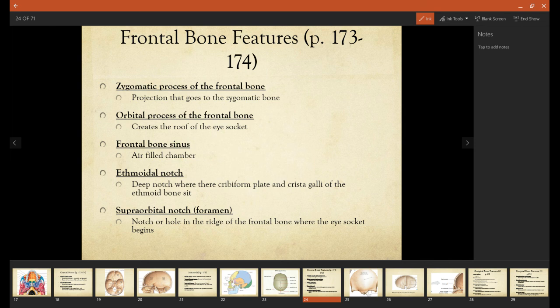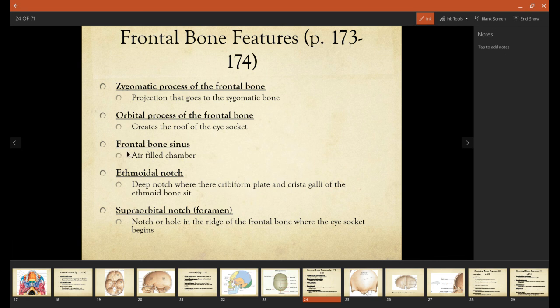Now we also have specific features that we have to find on the frontal bone as well. The first one is called the zygomatic process of the frontal bone. Now also, if you'll recall the terminology, a process is any bump or projection on a bone. So this is a bump that's heading towards the zygomatic bone, so the outside cheekbone, and it's a part of the frontal bone. So when you put all that information together, the correct terminology is the zygomatic process of the frontal bone. We also have the orbital process. This is going to form the roof of each eye orbit or eye socket.